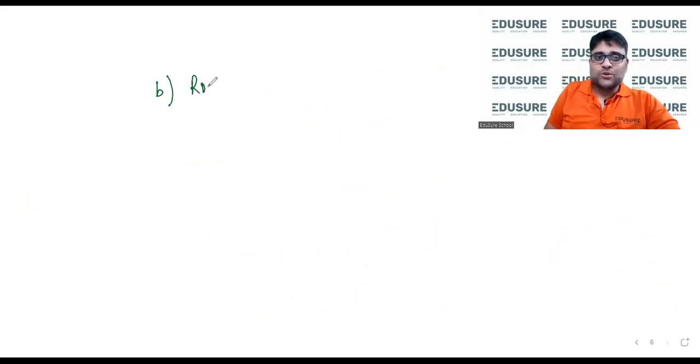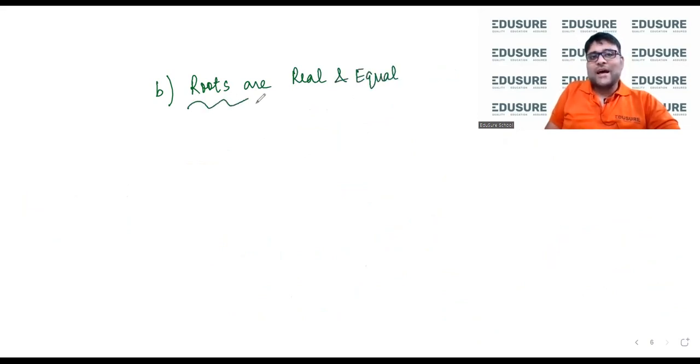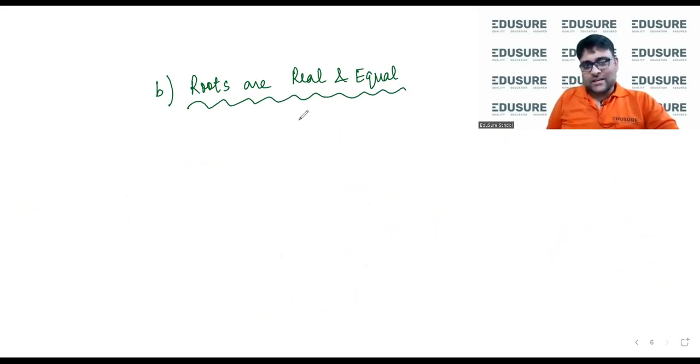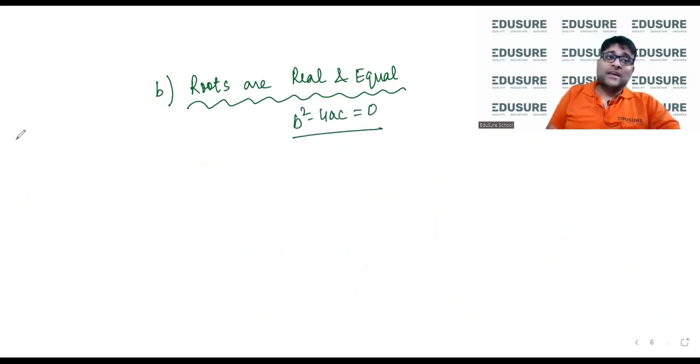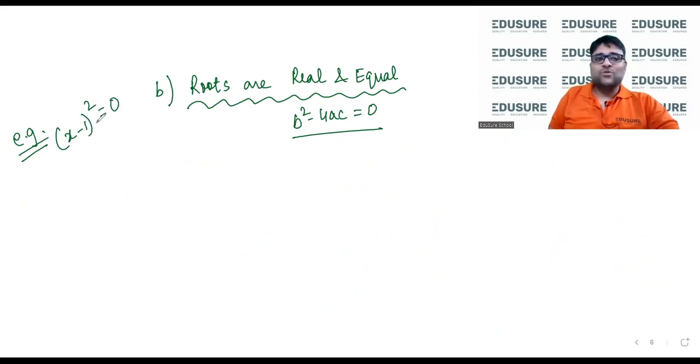Second case, roots are real and equal. So when will I have the roots being real and equal for any quadratic equation? It will happen when b square minus 4ac is equal to 0. It is like, example being x minus 1 square is equal to 0. Obviously, x is equal to only 1. 1 is the repeated root. Right? So roots being real and equal means b square minus 4ac is equal to 0.